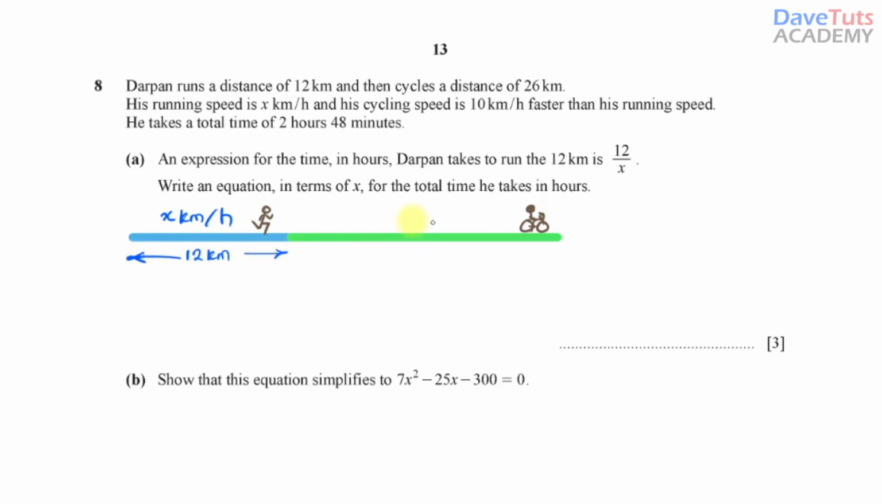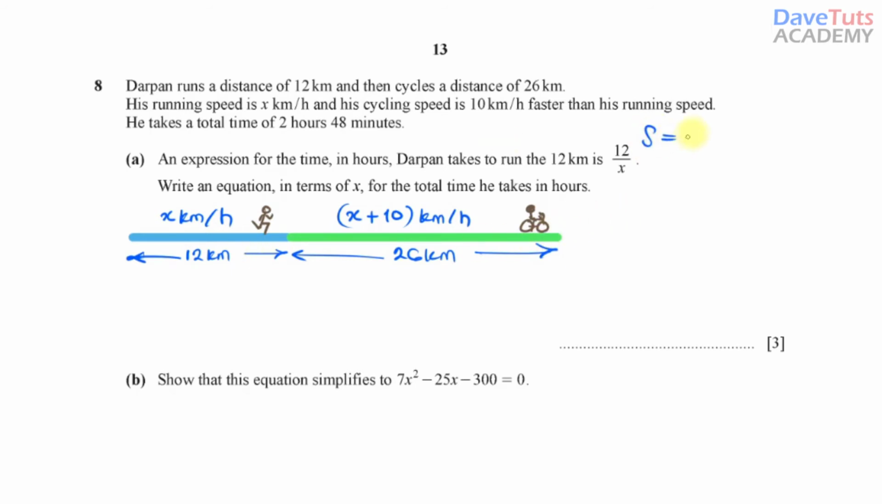And then in the second case, we are told that his cycling speed is 10 kilometers per hour faster than his running speed. That means it will be x plus 10 kilometers per hour because it is 10 kilometers faster. So we needed to add 10 to the x with which he was running initially. Okay, and for that, the distance that he covered was given as 26 kilometers. Okay, so this is what we have.